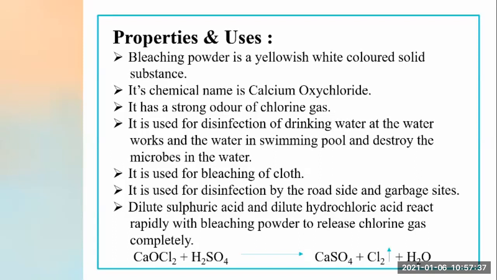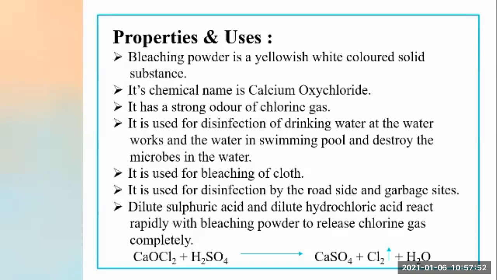Now see, it is used for bleaching of cloth. For bleaching of cloth also, bleaching powder is used. It is used for disinfection by the roadside and garbage side. Now see, in the rainy season, the roadsides become very slippery, right? We see numbers of algae, fungus, and all the harmful microbes grown on the roadside, which make it very slippery, right?